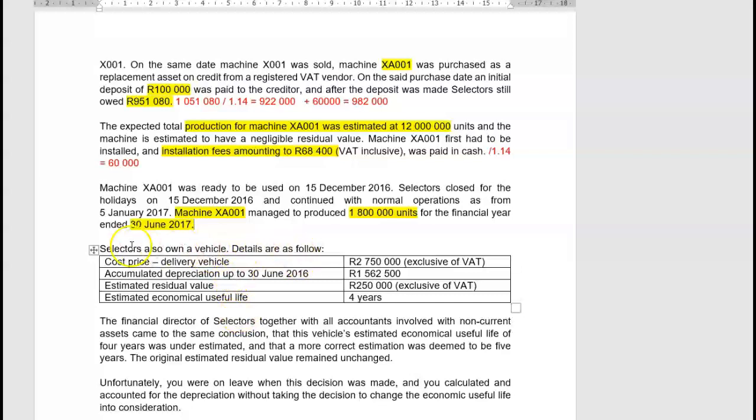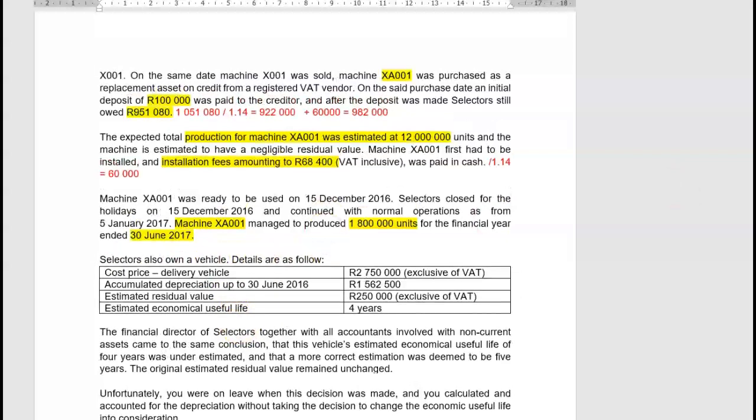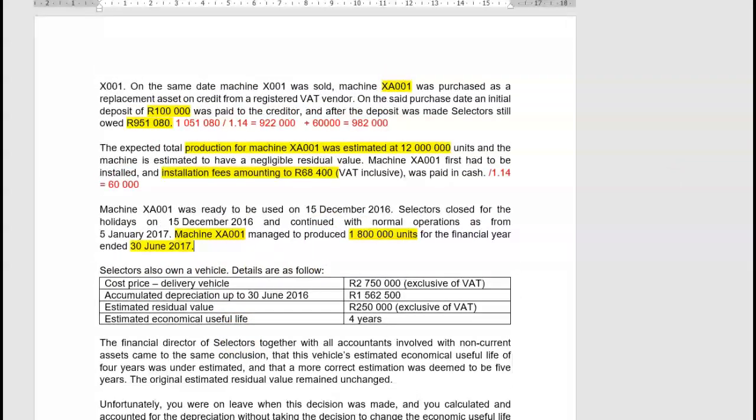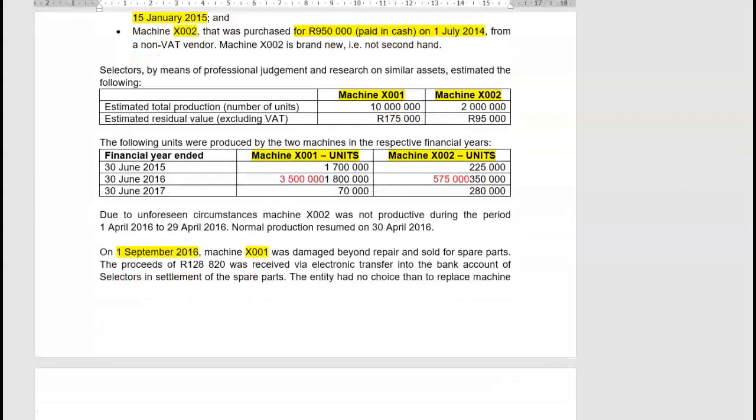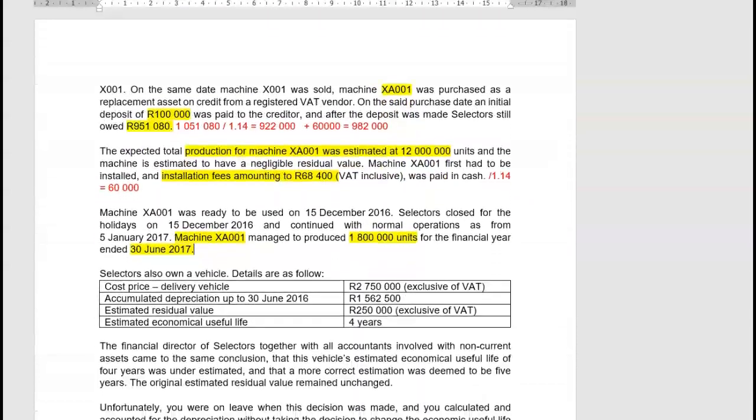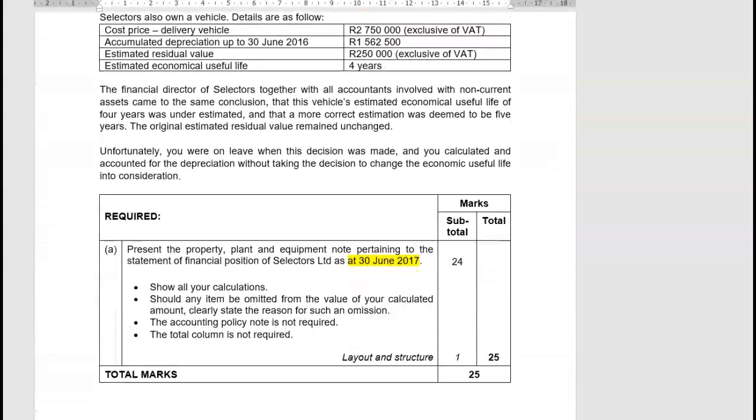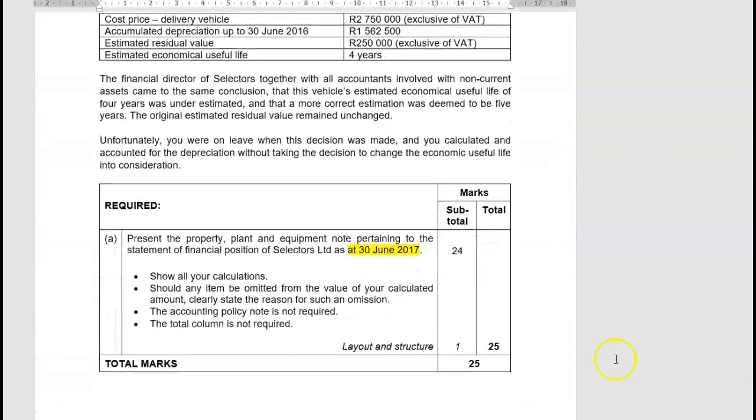And then we also have a vehicle. So let's do the machines first. We complete our IAS 16 note, and then we'll come back to the vehicle. Just make sure that we have everything about the machines. This vehicle, this vehicle, this vehicle. Great. Good.